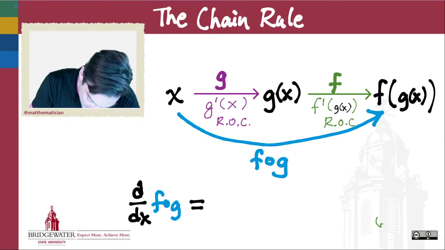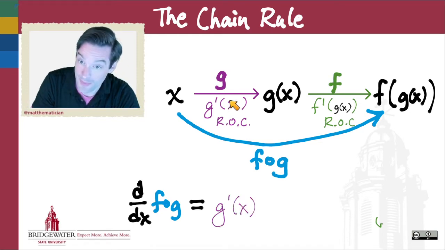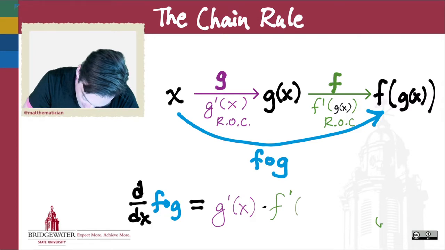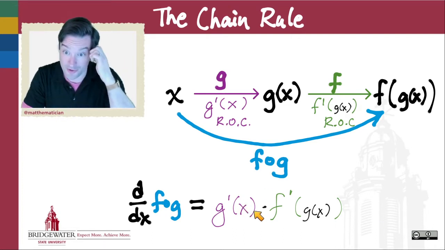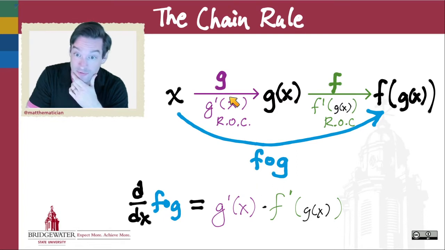So the derivative of the composite function is the derivative of g, evaluated at x, so the rate of change on this part of the pathway, multiplied by the rate of change of f, evaluated at g of x. And I'm writing these two factors in probably a backwards way to what you usually see them, just because I want to emphasize their connection to what's happening in this diagram here, right? It's the rate of change of my first step multiplied by the rate of change of my second step in the composition.